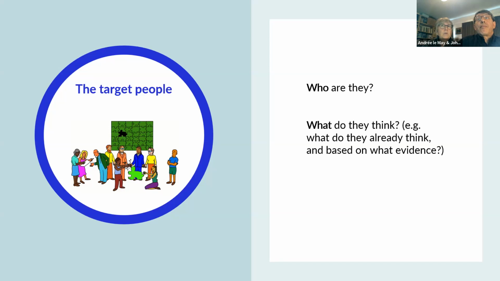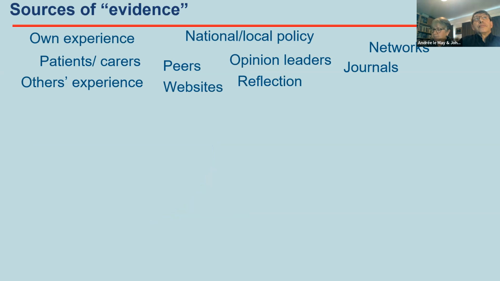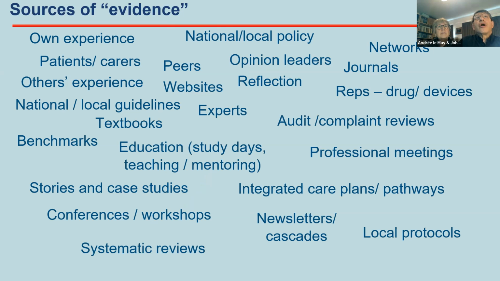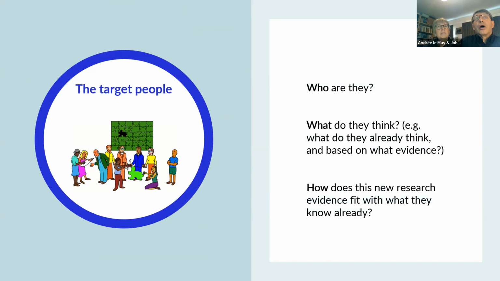So once you know who they are and what they're doing, you need to know what they think. What do they already think? What do they know? And what evidence do they base that thinking on? The sources of evidence are multiple. We, of course, have the national and local policy and the guidance and so on, but we also have our own experience, the experience of our patients, of our carers, of our peers, our colleagues, what we read on the websites, what we hear from experts, from education days, and so on, and so on, and so on. There are many, many sources of evidence which we have to take account of as we do our work as clinicians. So how does the new research fit in with what the practitioners already know?